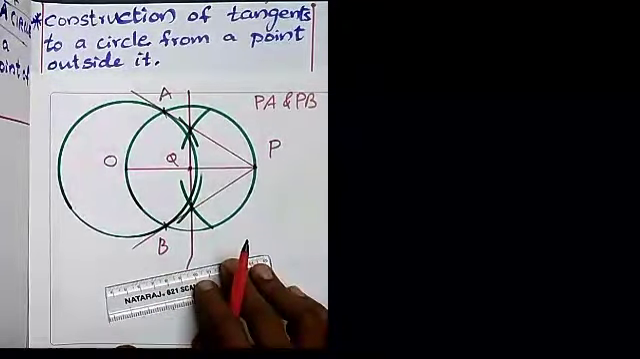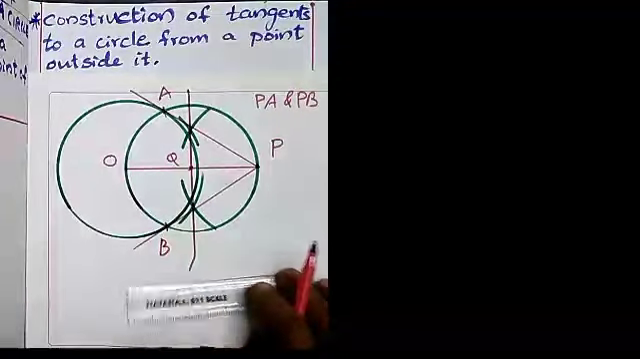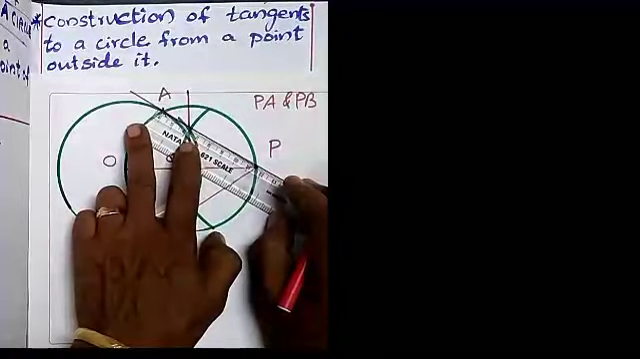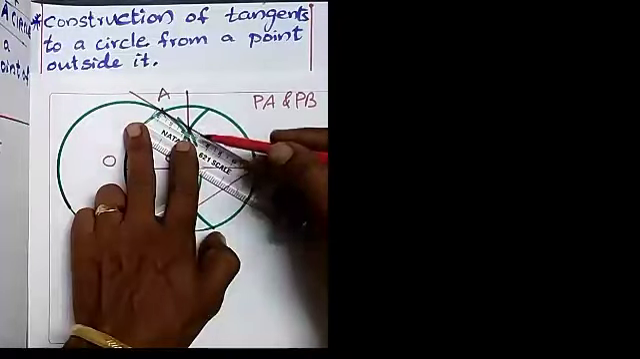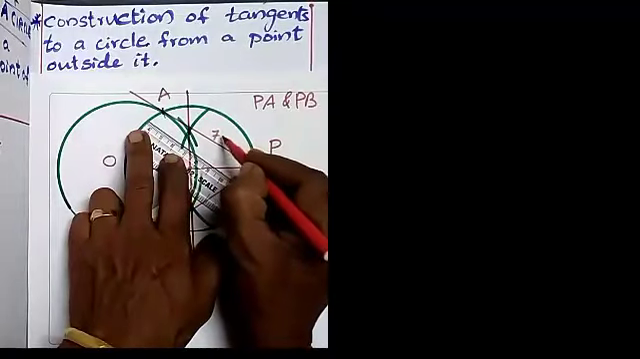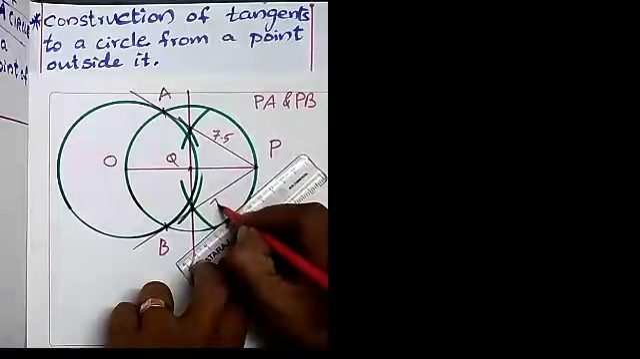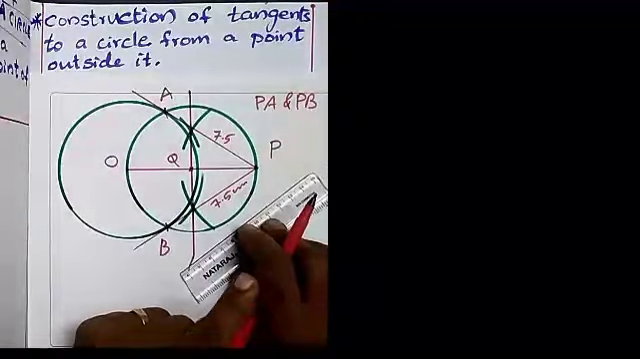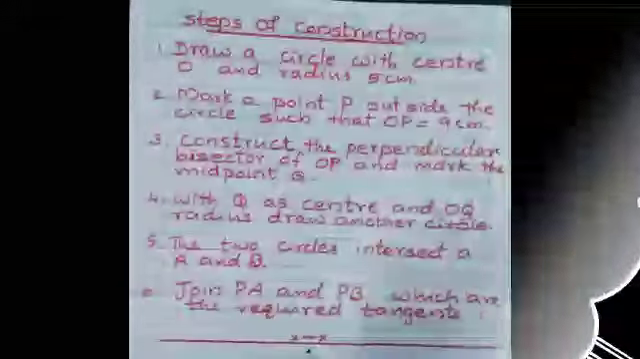Now one more question is there. What is that? Measure the two lengths. Okay. So you have to measure the length of PA. What's the measure of PA? Here it is approximately 7.5 centimeters. So now you can see that the same length will be here also, that is 7.5 centimeters. You have studied that from the external point the two tangents are equal. Understand?